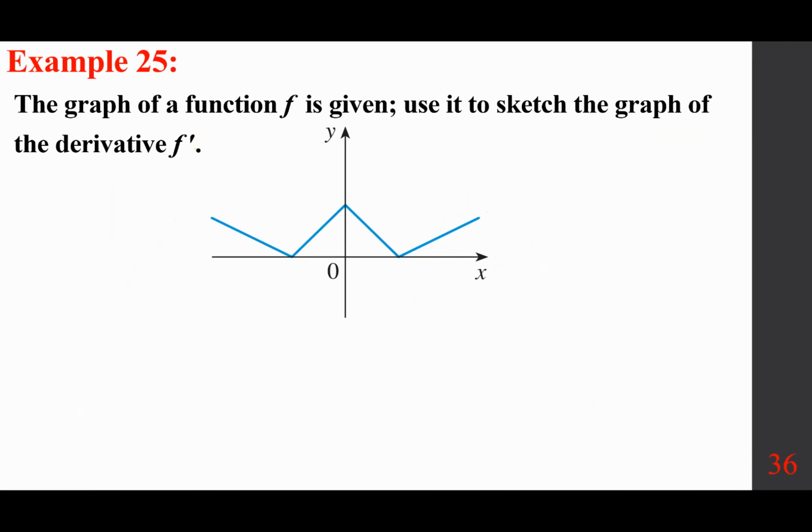The graph of a function f is given. Use it to sketch the graph of the derivative f prime. Either we can read the following numbers or they are given to us, so they will help us calculate the slope for each line segment. In other words, we have 1, 2, 3, 4 line segments. First, I want to calculate the slope for each case.